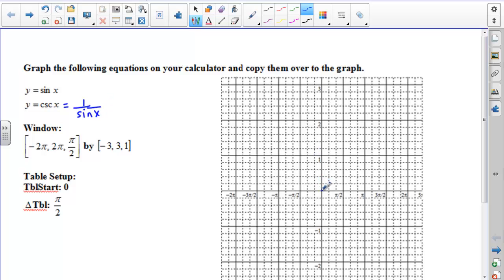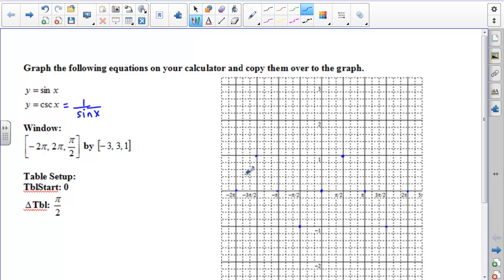The sine function starts at (0, 0), goes up to 1 when x is pi over 2, down to 0 at pi, down to negative 1 at 3 pi over 2, and back up to 0 at 2 pi. And it keeps going in both directions. We know it's a circular function, so we can keep going back and forth. I'm just going to fill in the left side as well, so that we have 2 periods.